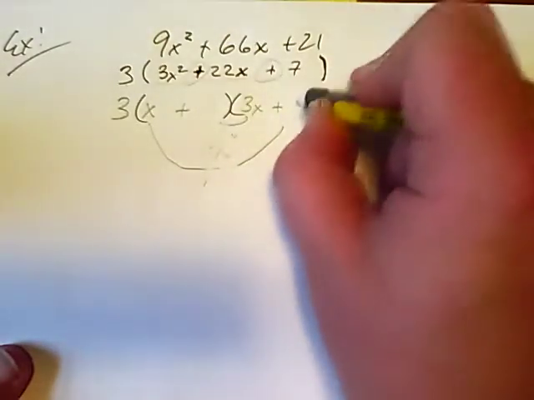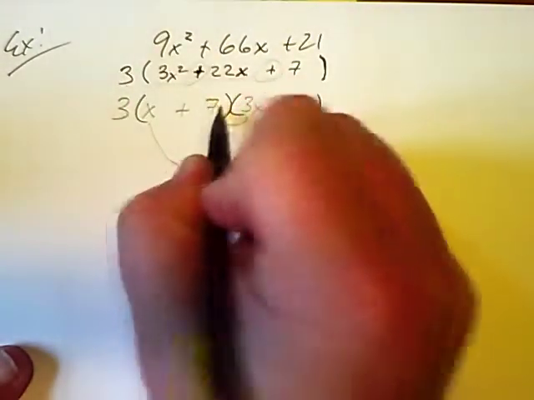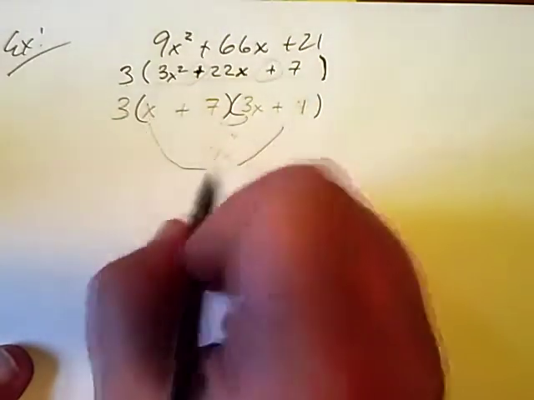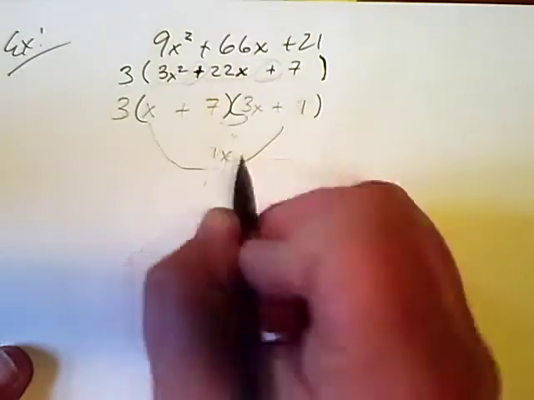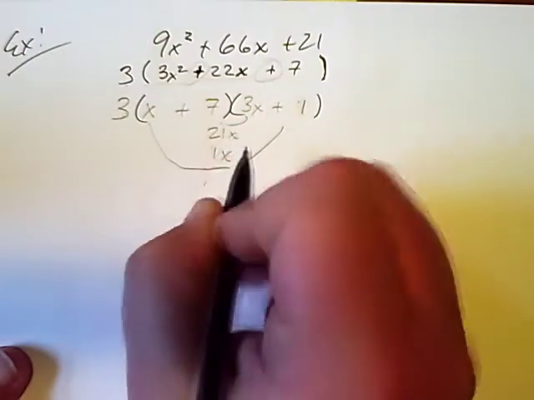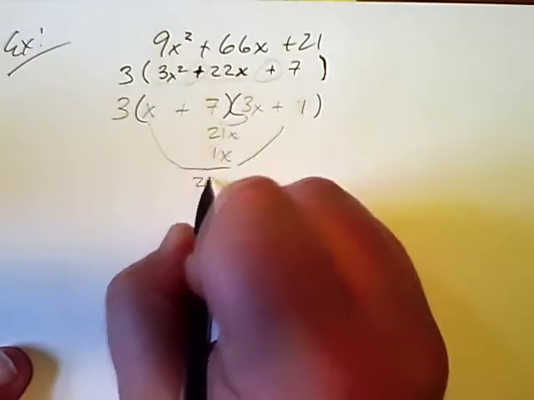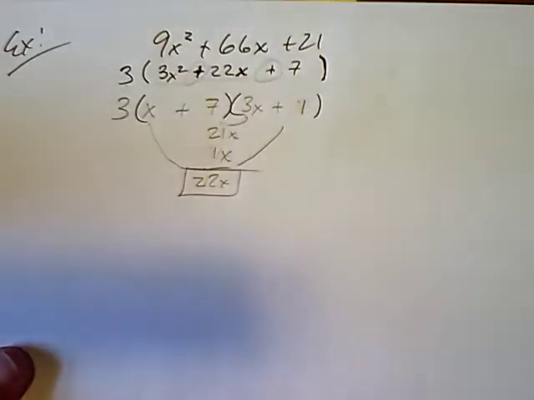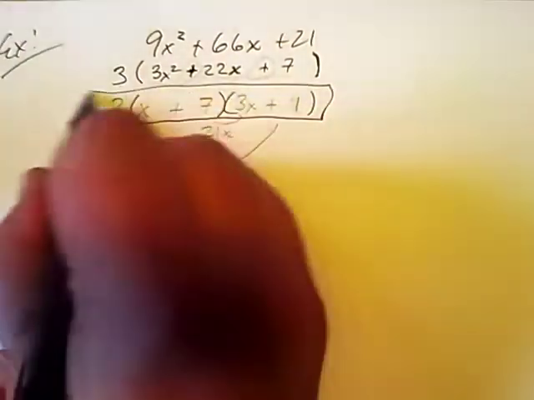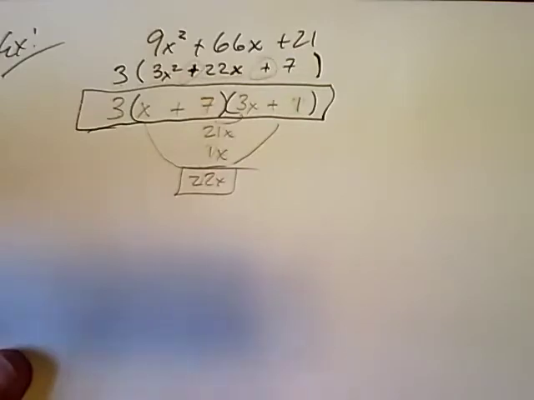So, again, I cannot switch my signs because they're both positive, but I can switch my numbers around. My 7 and my 1. Well, x times 1 is just 1x. 7 times 3 is 21x. Hey, now, 21 plus 1 is 22x. That's what we needed. So this tells me then that these are my factors for that problem.